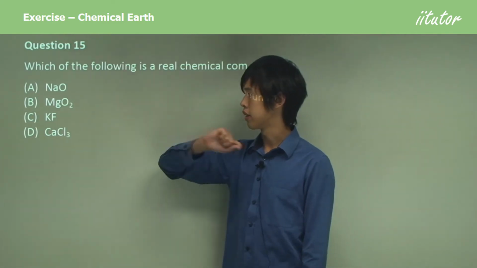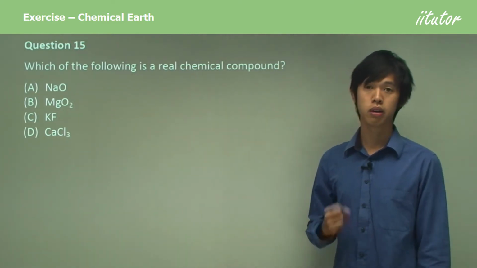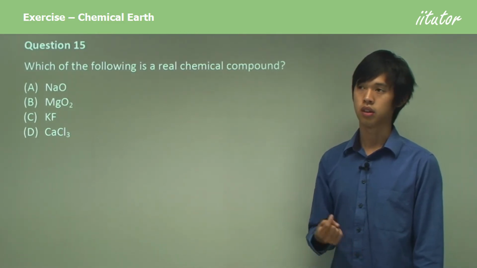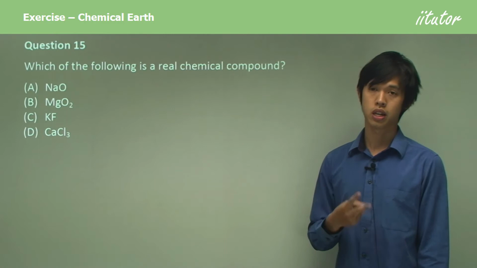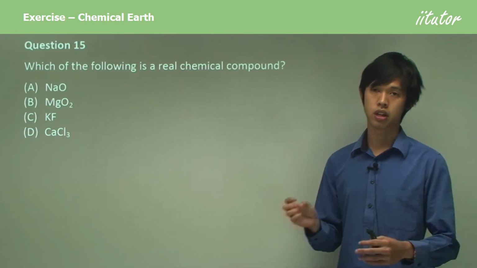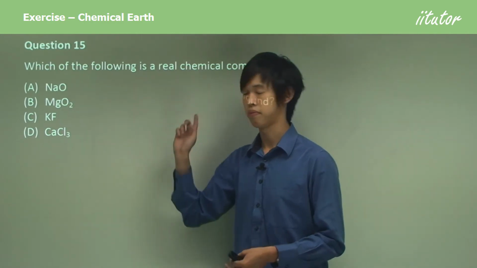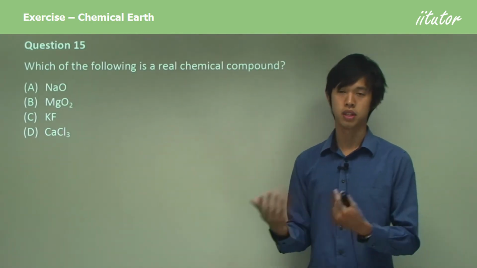NaO. Na can give away 1 electron. Oxygen requires 2 electrons. So you would need 2 sodium atoms to satisfy 1 oxygen atom. So you can see this one can't happen, because there's not enough electrons to be given away.